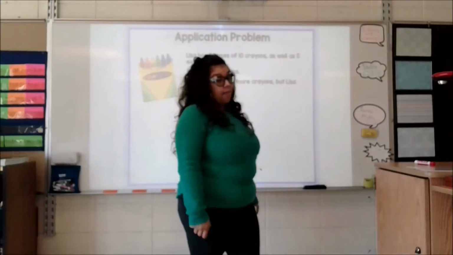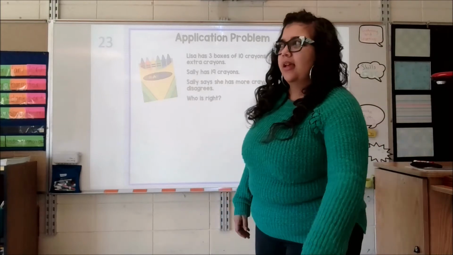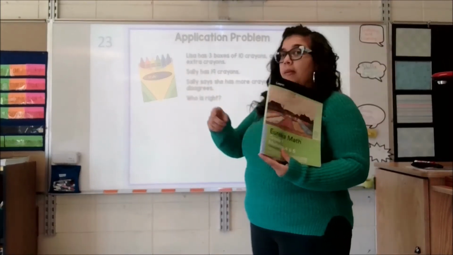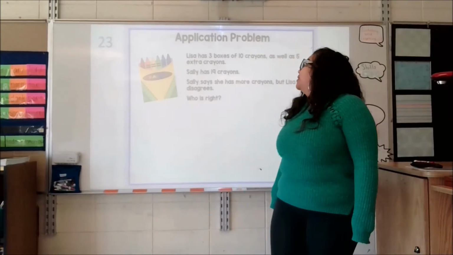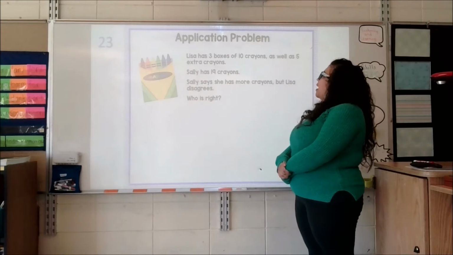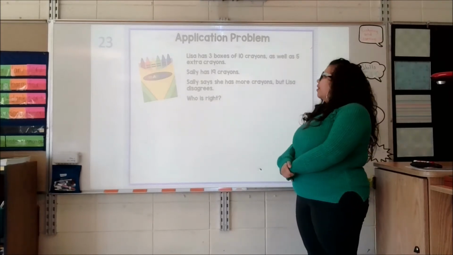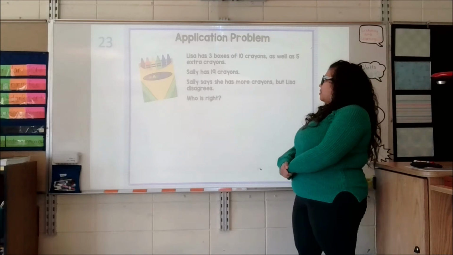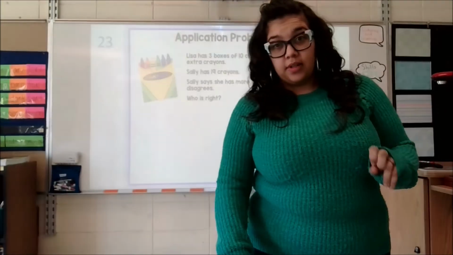We're now ready for our application problem, which is in your Learn book like every day. It is on page number 23. Blue number, blue trim. Page number 23. And it reads, Lisa has 3 boxes of 10 crayons as well as 5 extra crayons. Sally has 19 crayons. Sally says she has more crayons, but Lisa disagrees. Who's right?